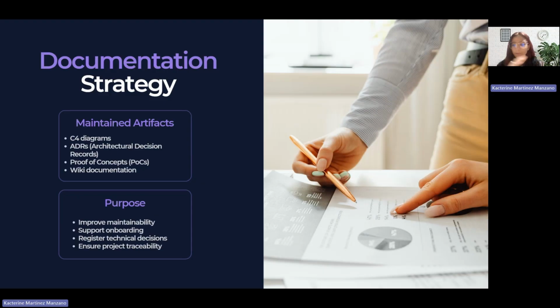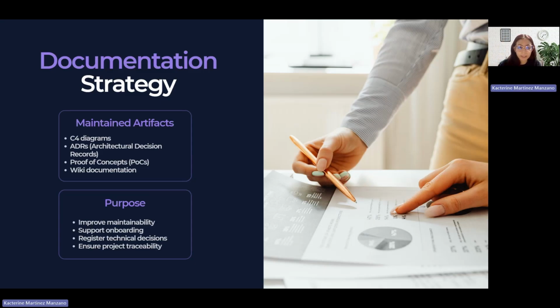Besides code quality, documentation is also very important in our project. We treat the documentation as a living artifact that is updated every week according to the project progress. Our documentation is centralized in the repository wiki, making it easy for all the team members to access information quickly. We maintain several important artifacts. First, we use C4 diagrams to represent the architecture of the system, including the API gateway, microservices, RabbitMQ, and external services. We also document our proofs of concept, including AI integration tests, broker behavior, and WebSocket latency results.